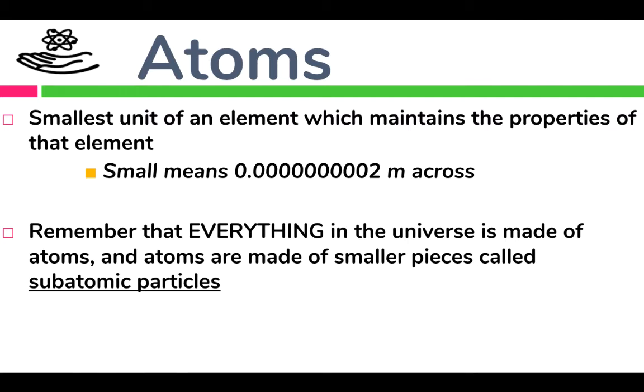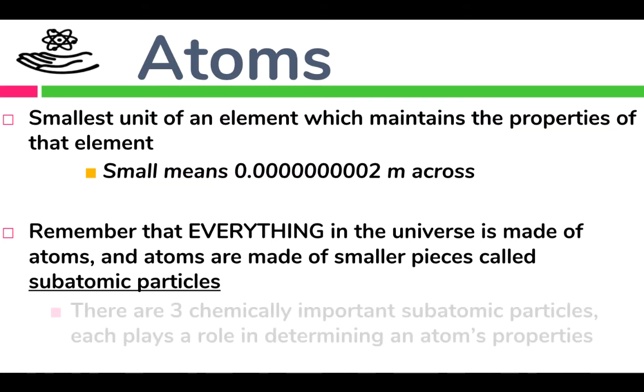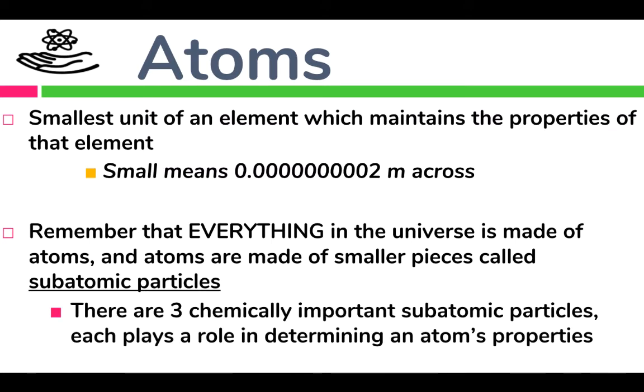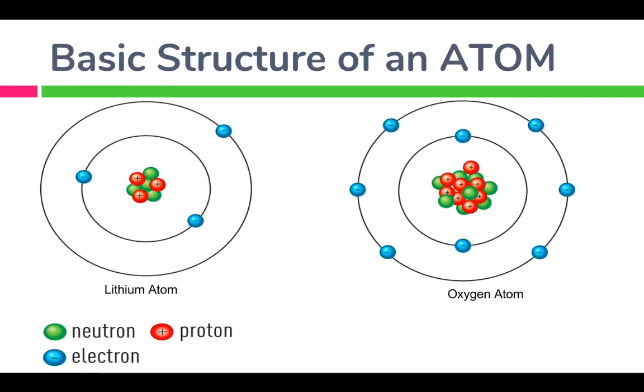Everything in the universe is made of atoms, and atoms themselves are made up of smaller pieces called subatomic particles, and there are 3 types of subatomic particle. In these pictures of atoms, you can see the subatomic particles. In the centre, in the nucleus, there are 2 types of particle, the neutron and the proton, and whizzing around them in orbitals or shells are the electrons.